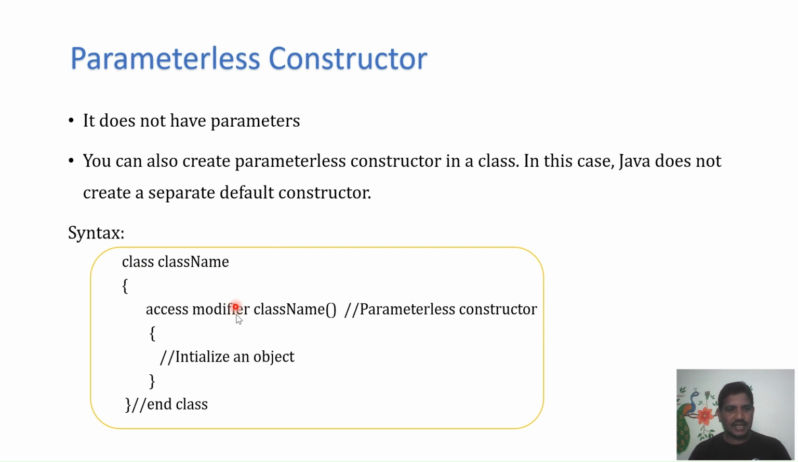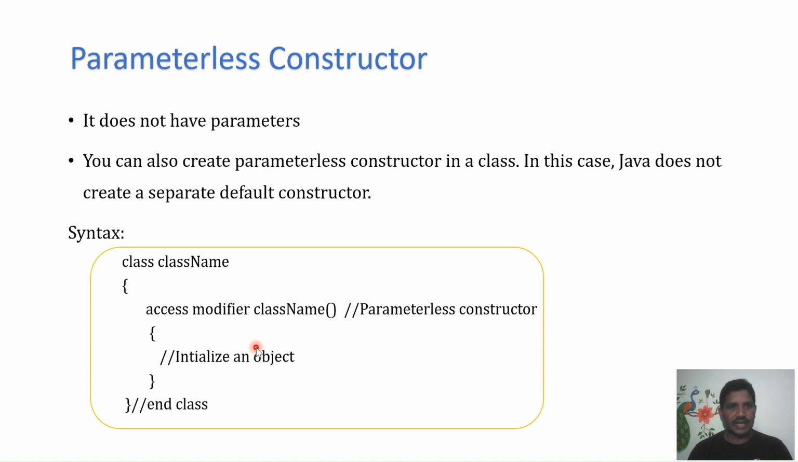It is the class name. Then the access modifier is optional. The constructor name is the same as the class name, but it doesn't have any parameters. That's why we call it a parameterless constructor. Then it is used to initialize an object. This syntax is used for the parameterless constructor.